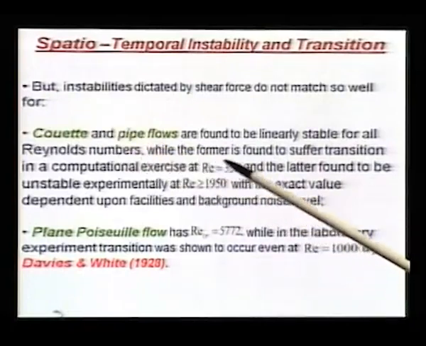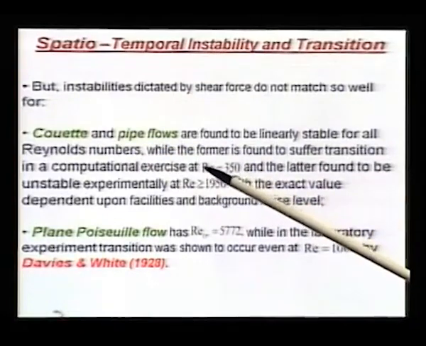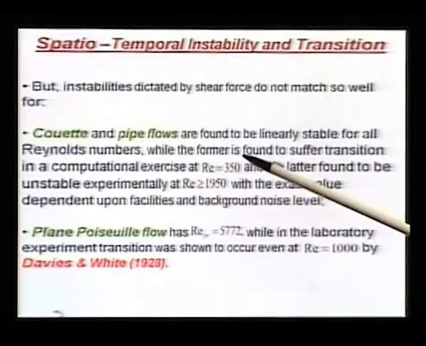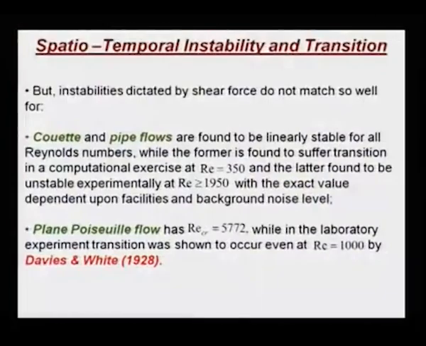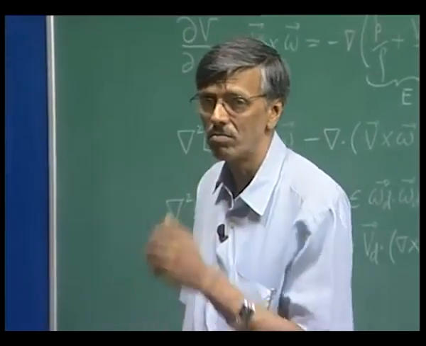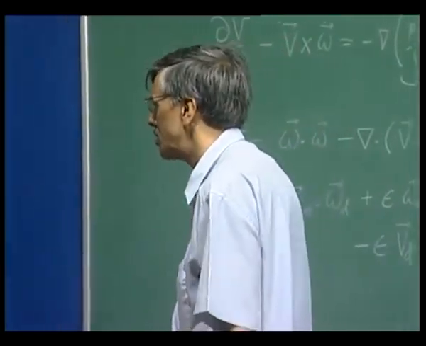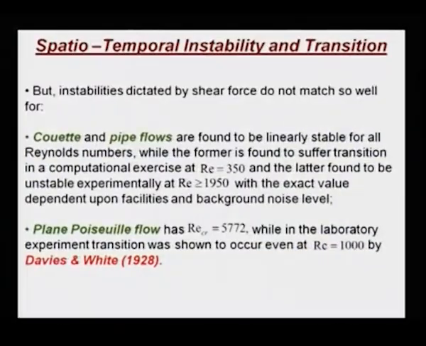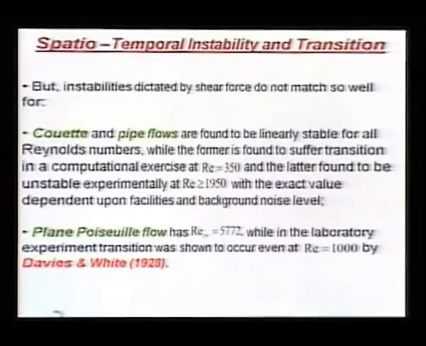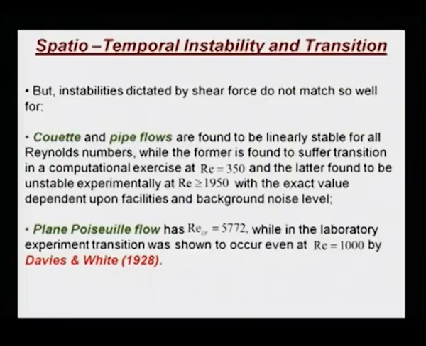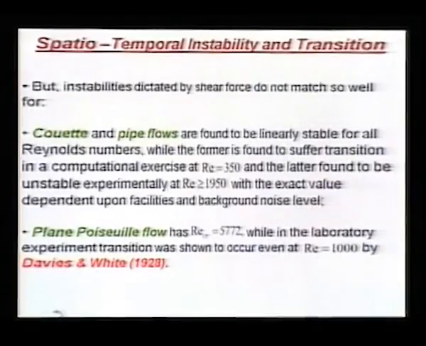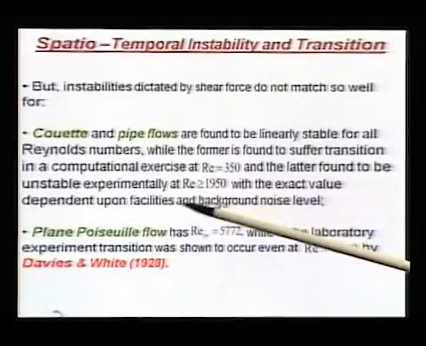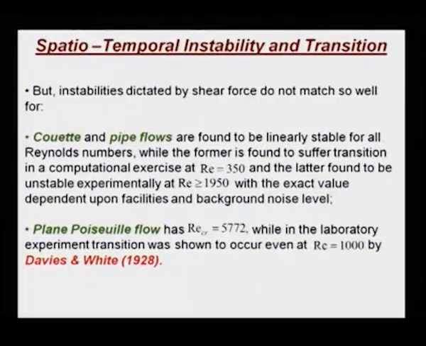For example, Couette flow has been shown in a computational exercise to suffer transition at a Reynolds number of 350, but linear theory says it would not be unstable at all. Whereas pipe flow, we know that the threshold limit is around 2000, and if you have the Reynolds number above this, we can get this. And the exact value, of course, depends on the facilities, the background disturbances, all kinds of things.